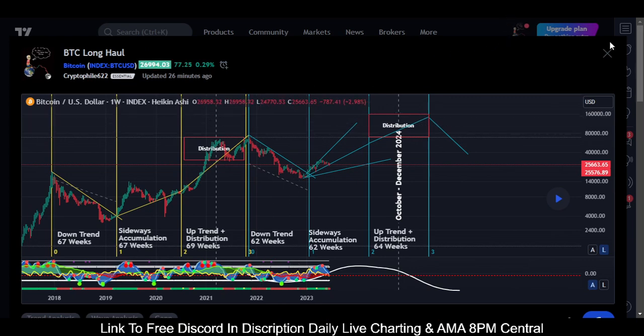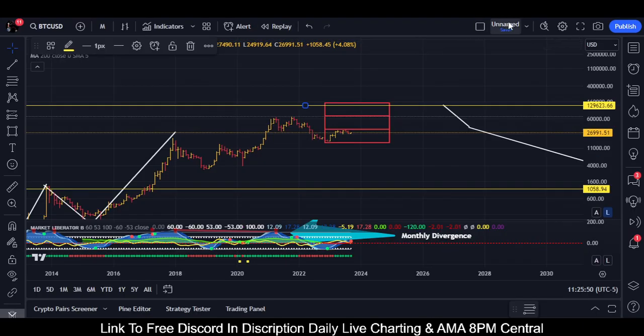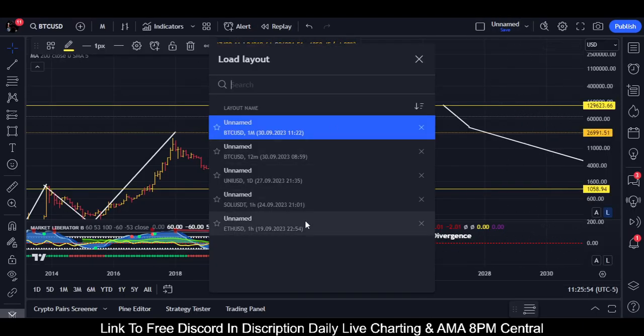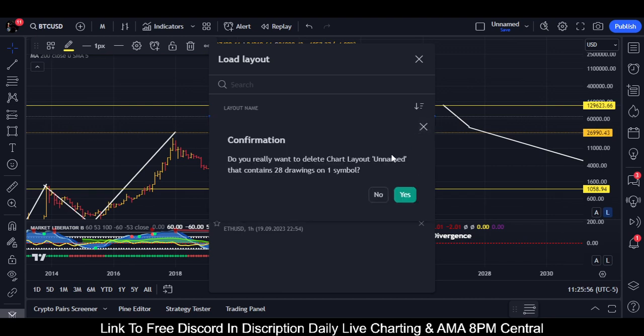But oh, we'll just do it now. We'll just hop on there right now. Let's go ahead and delete this layout. Load layout. We will delete it.